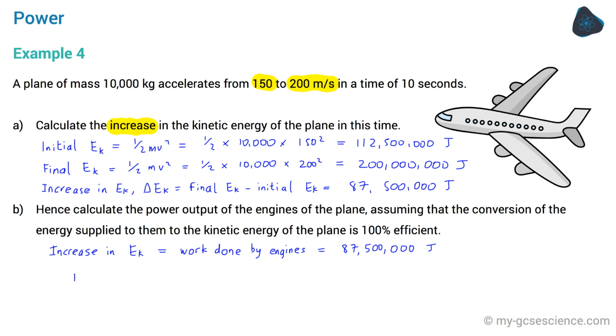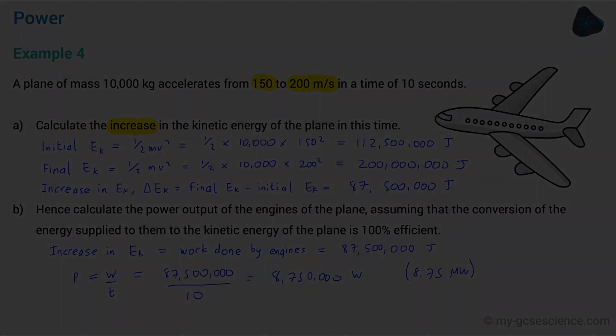Starting off with our equation, power equals work done divided by time, and subbing in, we have 87,500,000 joules divided by 10 seconds, which gives a power of 8,750,000 watts, or in megawatts, 8.75 megawatts.